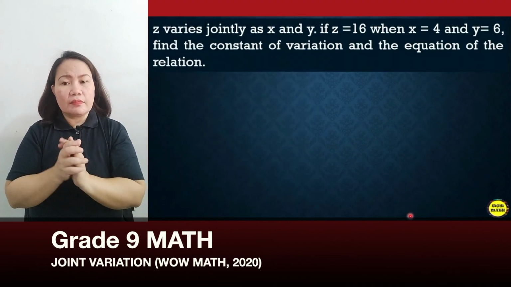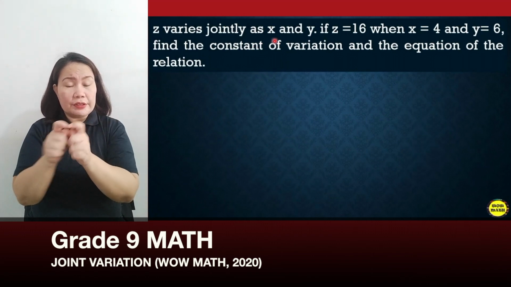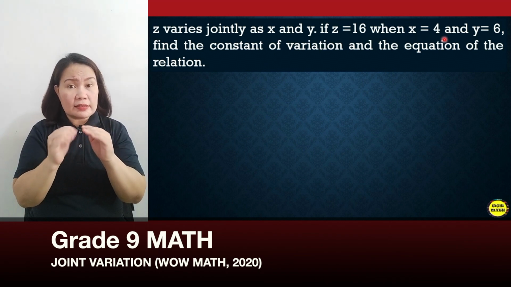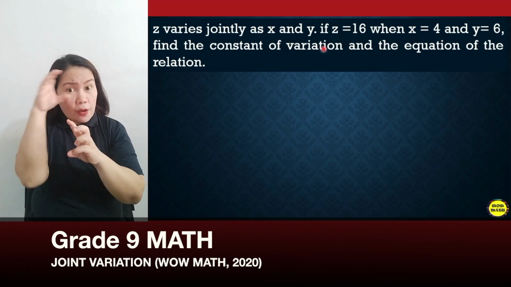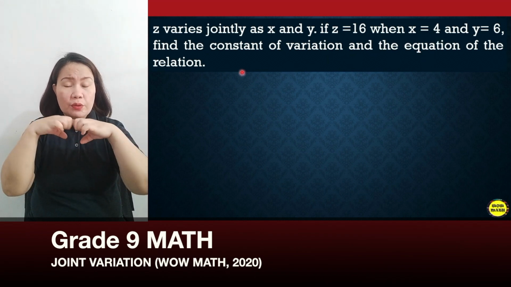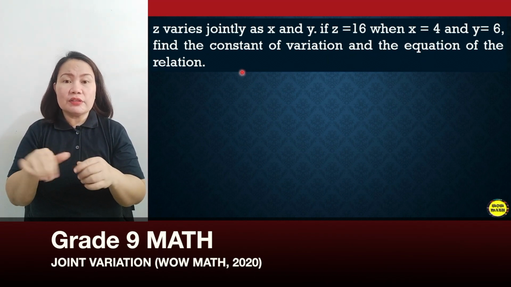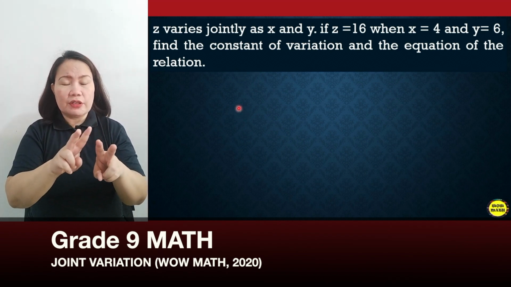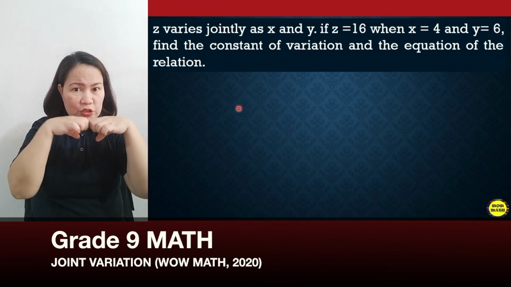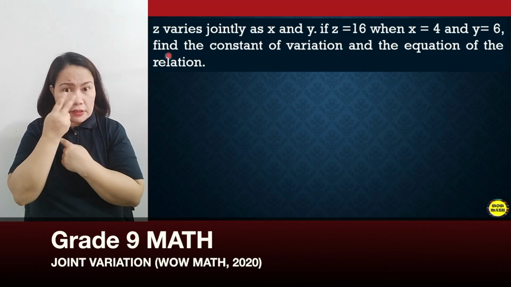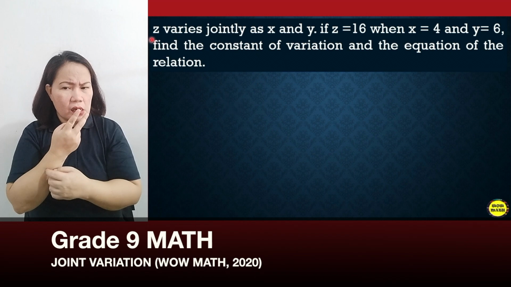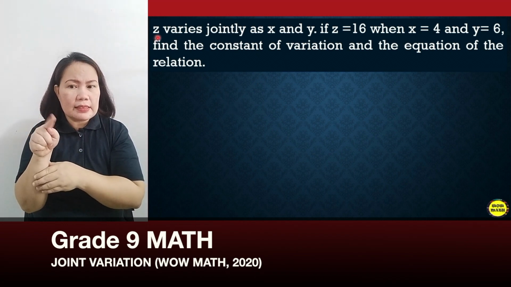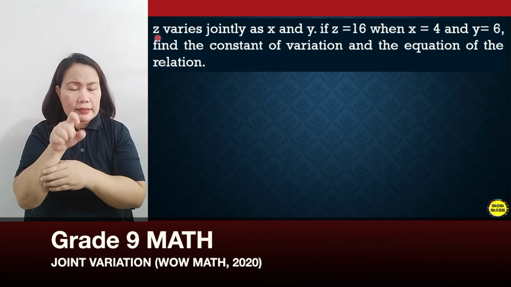Another, Z varies jointly as X and Y. If Z is equal to 16 when X equals 4 and Y equals 6, find the constant of variation and the equation of relation. So, kagaya ng naunang example, kailangan muna natin kunin yung constant of variation saka natin makuha yung equation of variation. So, first, tingnan nyo kung ano yung nakalagay na variable. So, para hindi tayo malito kanina, the variables involved are A, B, and C. Dito naman, Z, X, and Y.